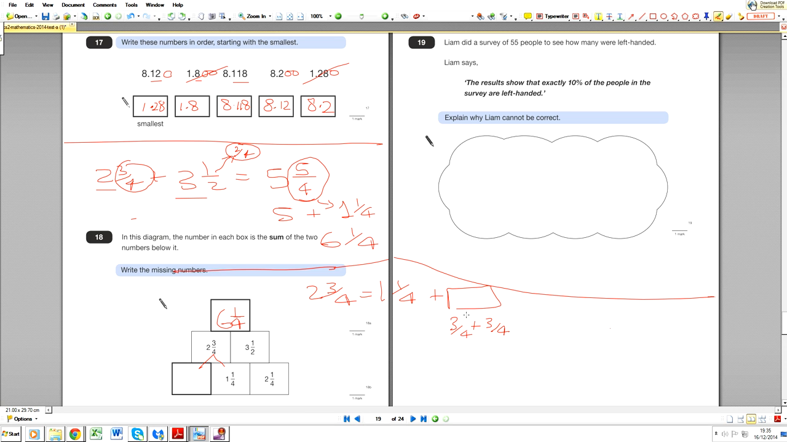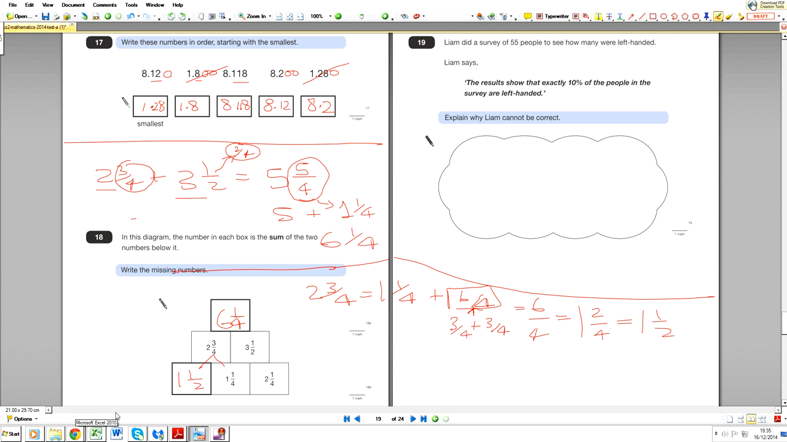So altogether, how much are we adding? 6/4. Now 6/4, if you write that down, 6 divided by 4 is 1, remainder 2. So 1 and 2/4, which is the same as 1.5.